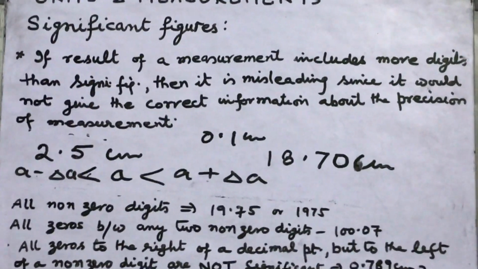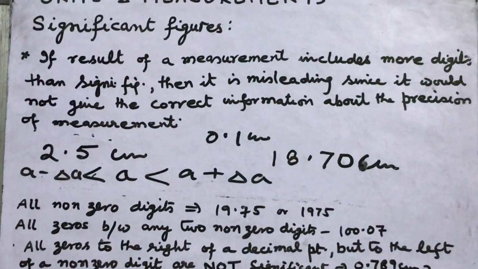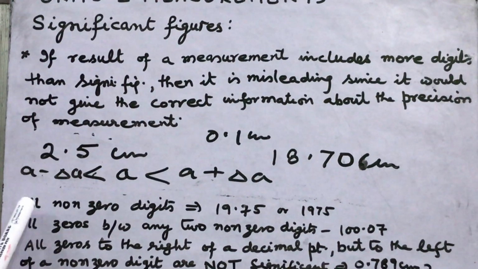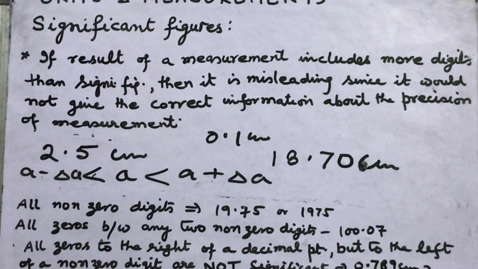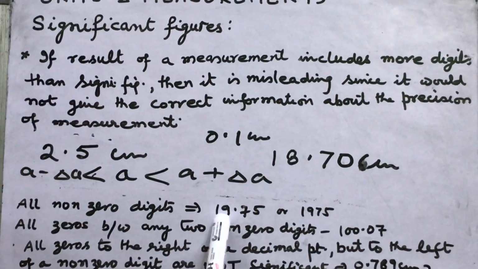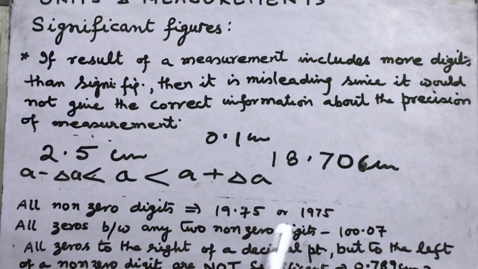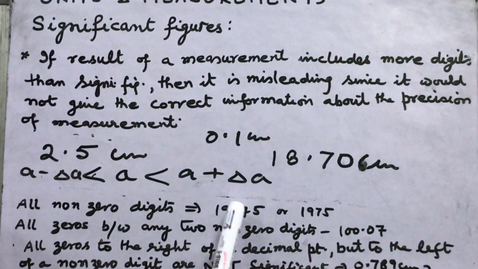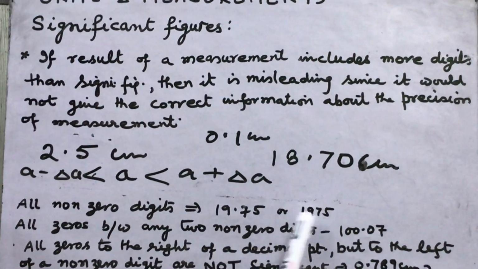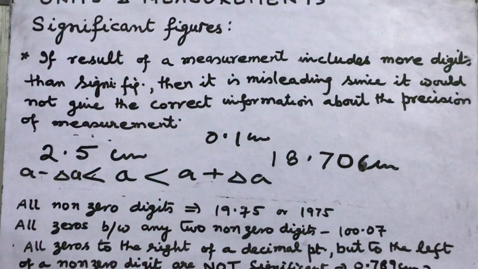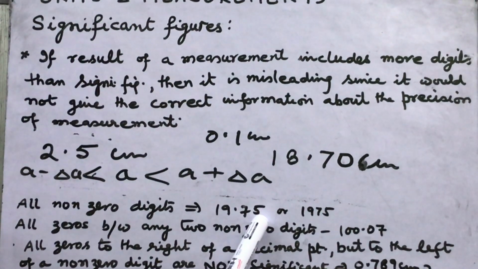Now, what are the rules to determine the significant figures? So all non-zero digits are significant. I have written this here: 19.75 or 1975, that is, whether there is a decimal or not. If non-zero digits are there, then they are significant.